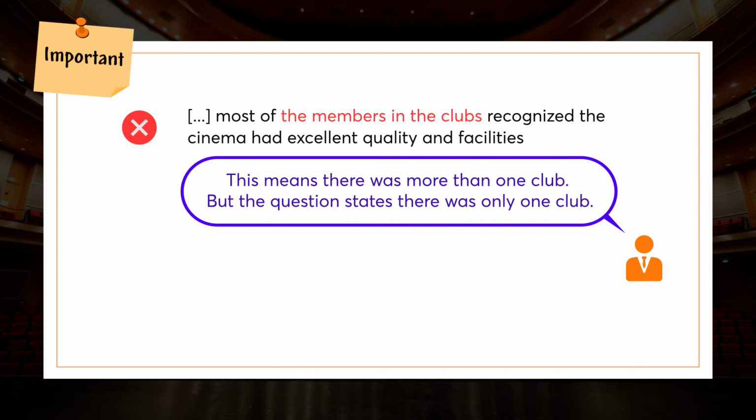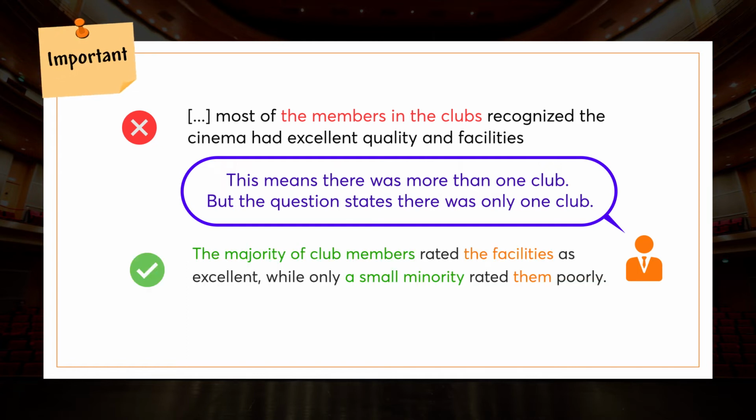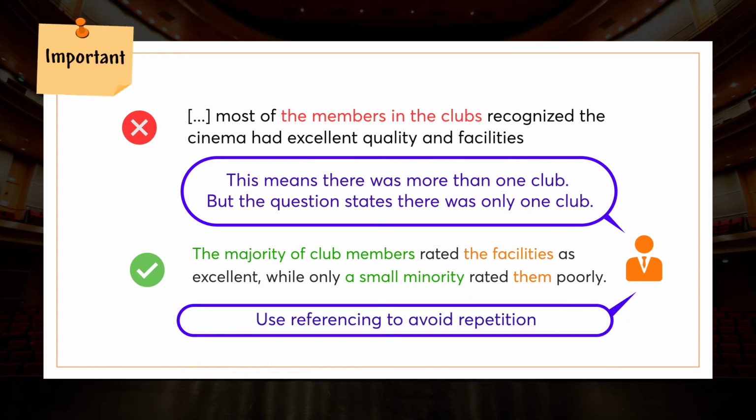Okay, so how can we improve it? Let's move on to vocabulary a little bit. Again, here, the members in the clubs. How can we write about that in a different way? So we've got phrases like this we can use. The majority of club members here rated the facilities excellent, while only a small minority rated them poorly.